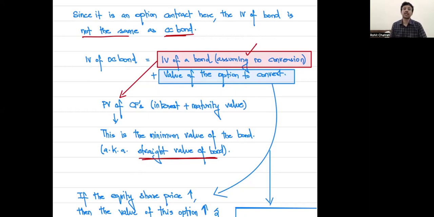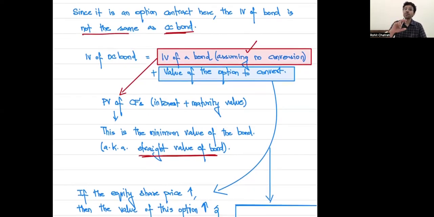In addition to this, now the investor over here has an option to convert it into equity shares. He will convert it into equity shares if the share price is rising.